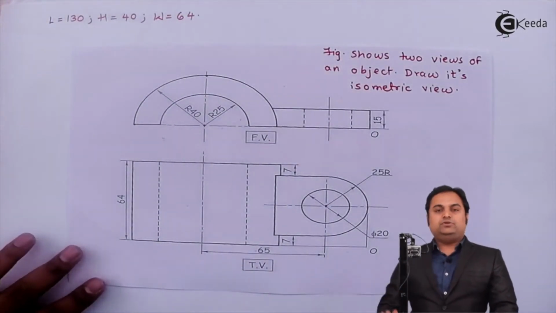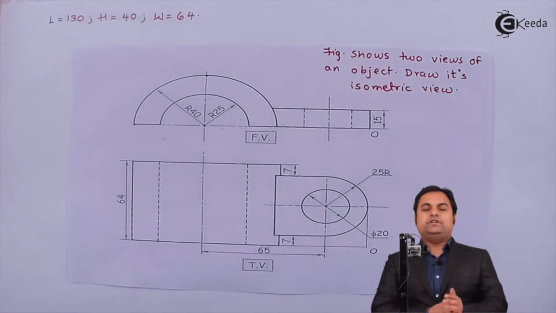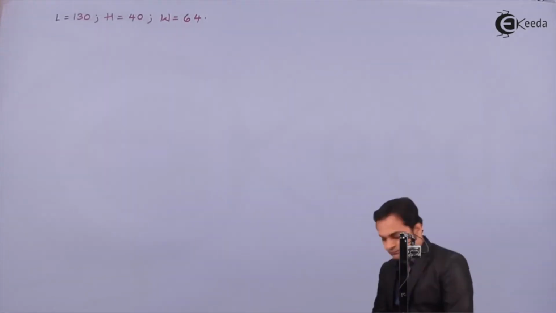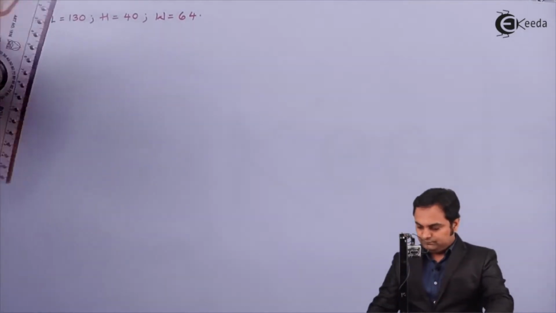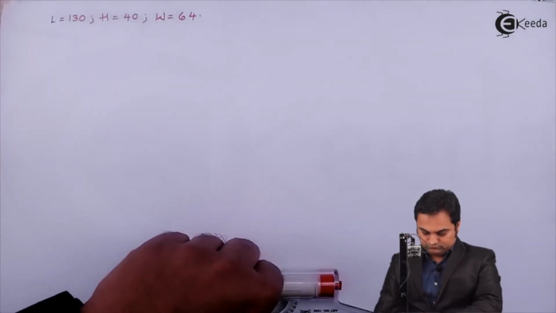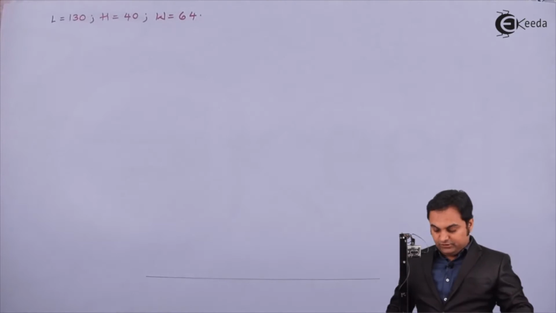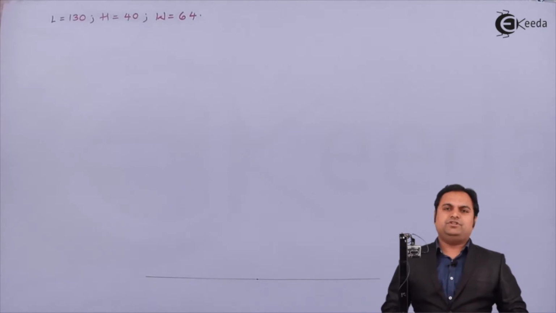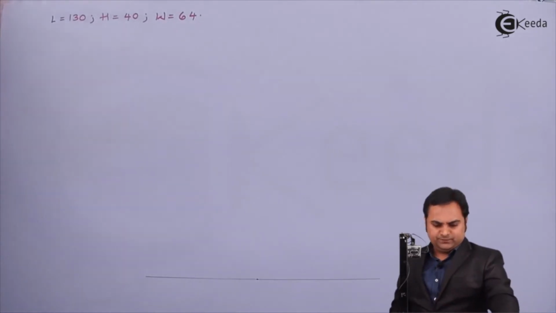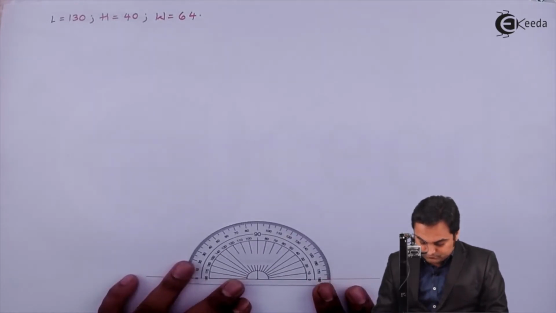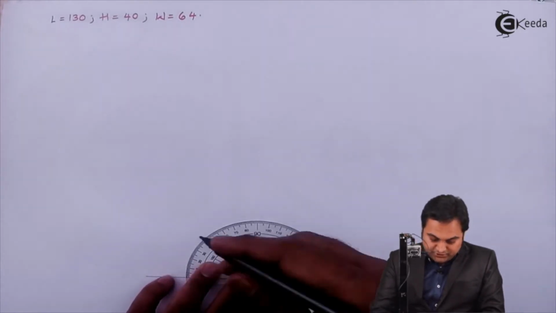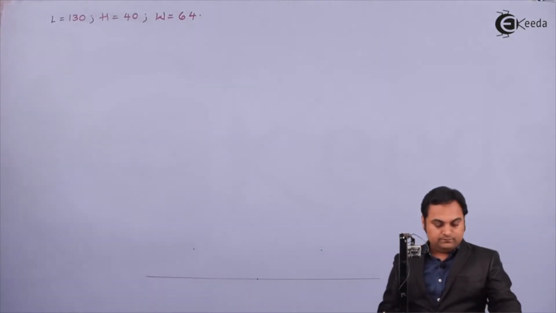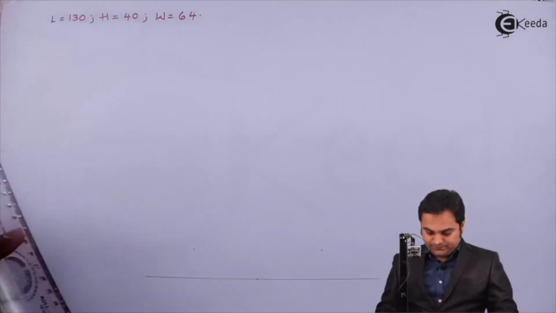Now once we have understood the total length, height and width of the object, I can easily start with the problem. So let us get started with the solution part. First I am drawing a light horizontal line. Next, selecting a point. In isometric projections, the object is inclined at 30 degrees on both sides. So from this point I am measuring 30 degrees on one side and 30 degrees on the other side, drawing light lines through both the points.